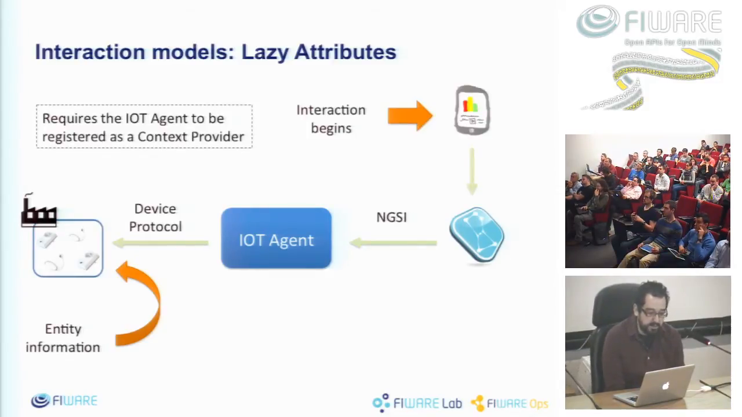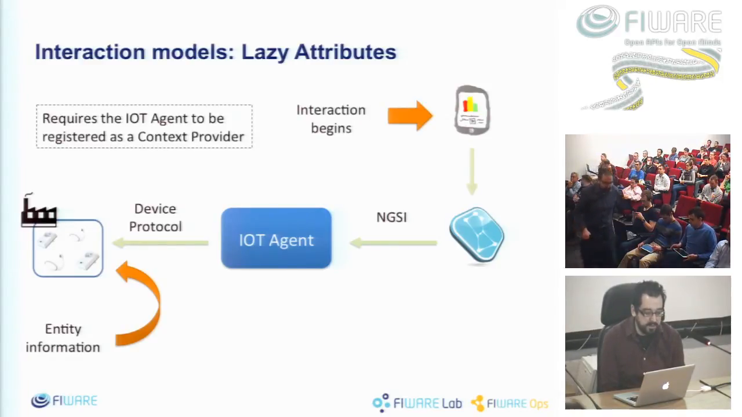The use of lazy attributes requires that the IoT agent is registered as a context provider for the attributes, for the concrete lazy attributes of a specific device. This registration as the context provider occurs when you provision the device using the provisioning APIs, or in case you provision groups of devices that can be differentiated using the API key. It will take place whenever the device registers for the first time or sends a piece of data for the first time to the IoT agent.